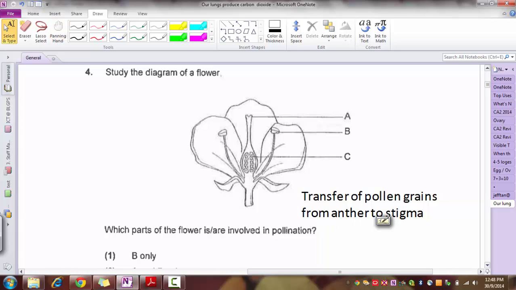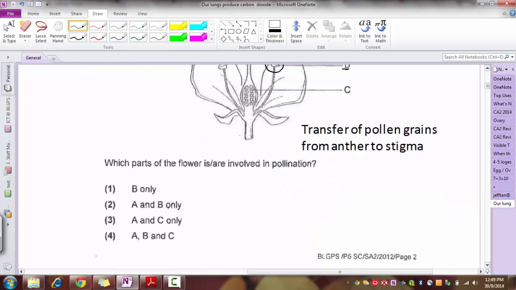So which parts are involved? The anther definitely is involved, so B is definitely involved. To the stigma. So pollination is the transfer from the anther to the stigma. The stigma is this part here, so A is involved. So A and B only.